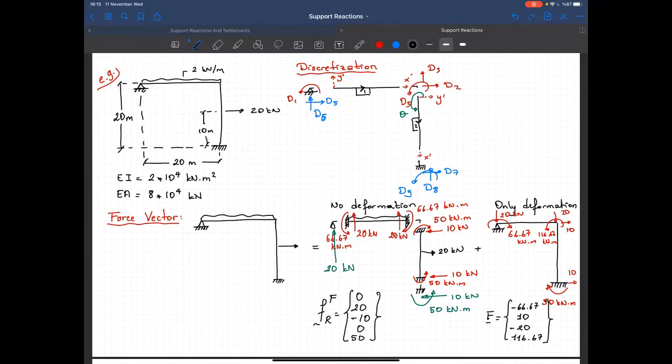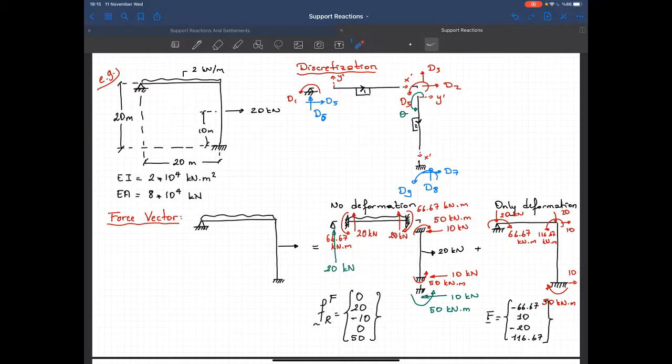Okay, I'm doing the same approach. This is nothing different than recovering the member end forces. Remember that while recovering the member end forces, we calculate the member end forces due to deformations plus the fixed forces. We were doing it for a member. Now I will do the same thing for the supports. So these are the support reactions when there are no deformations.